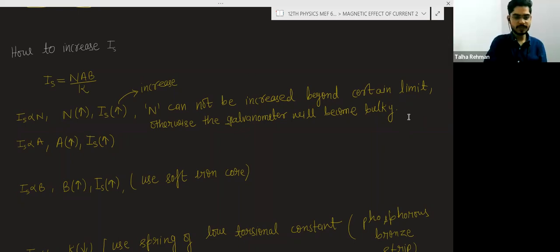So one topic is left, which is conversion of galvanometer into ammeter and voltmeter. I will discuss that topic in the next class. Okay, so write down this.